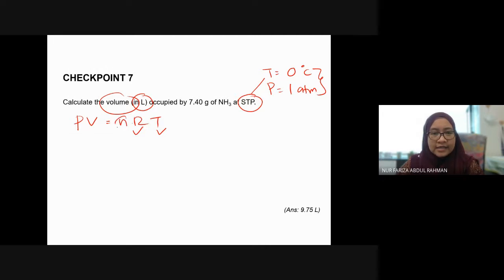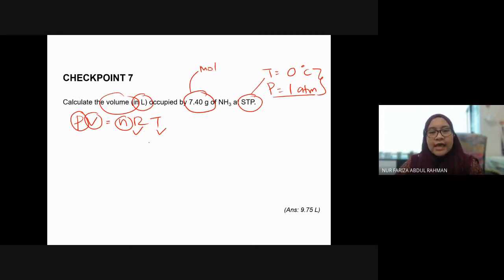We can get the value of n by converting 7.40 gram into mole. And P is also known because the condition is at STP, which means the pressure is 1 atm. So we can calculate for V. That is one option. The other option, alternatively, is to calculate using the information that we already know.